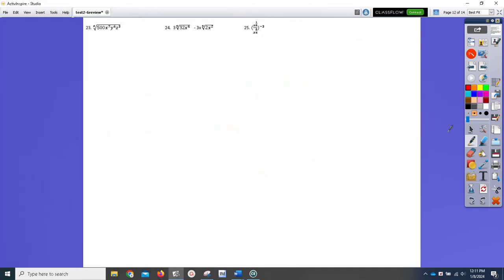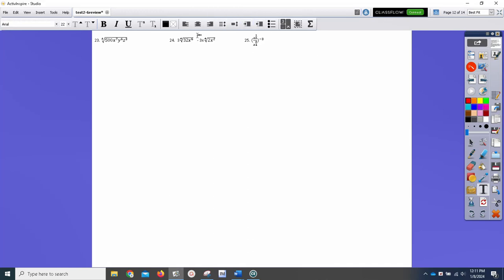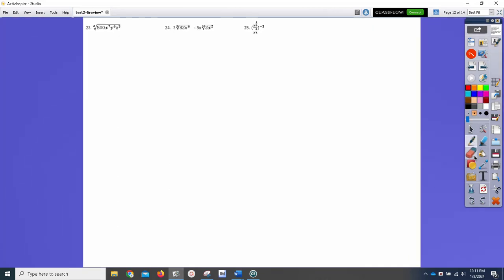24 is going to be next. I can actually read that one. 24, you can only add or subtract radicals if they contain the same thing. So we're going to do some simplification. We have 3 times the 4th root of 32 x to the 6th. So let me pay attention to the 4th root of 32. The 4th root of 32 is the same as the 4th root of 2 times 16, and the 4th root of 16 is 2.